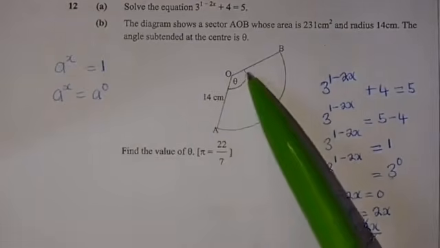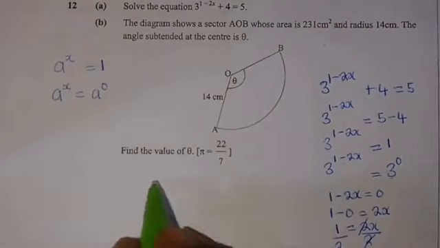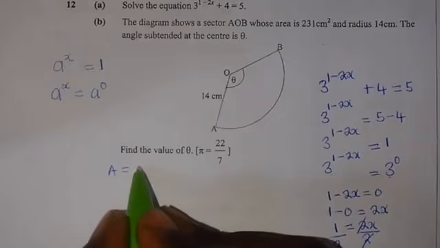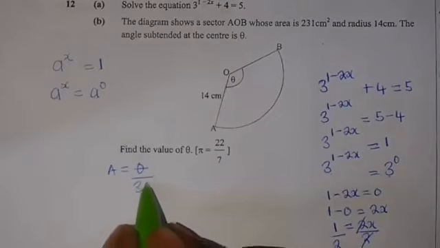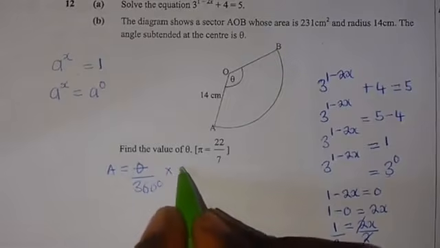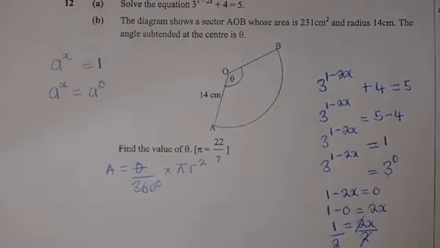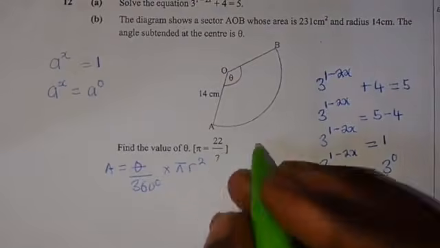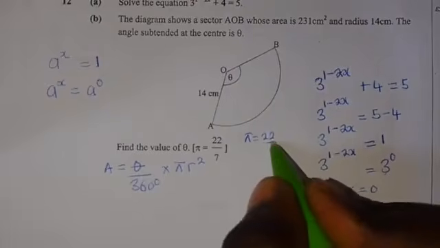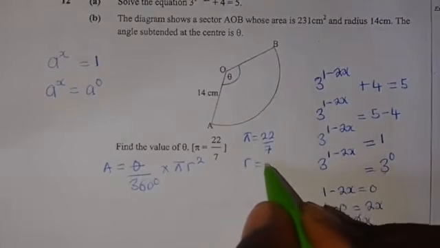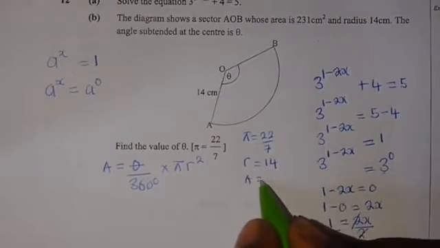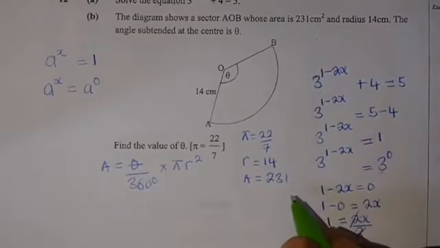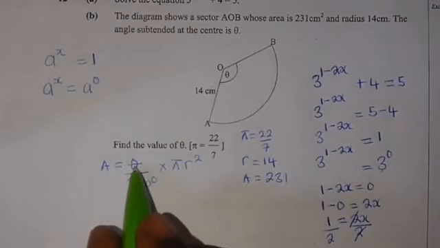So in order to find the value of theta, we are going to use the formula for the area of this sector. Our formula is area is equal to theta over 360 degrees times pi r squared. Now we need to substitute. Where there is pi, we put 22 over 7. The radius we have been given, which is 14. The area we have been given in the question, which is 231. So we just need to find the value of theta, which is an angle.